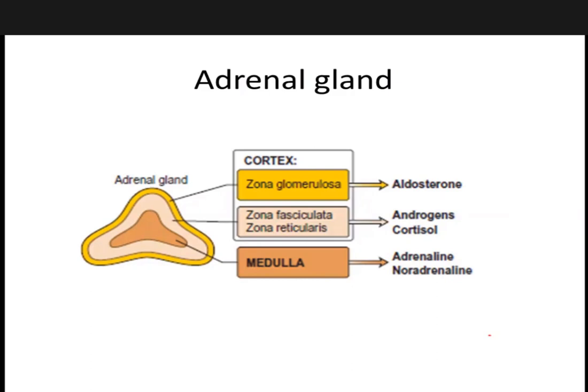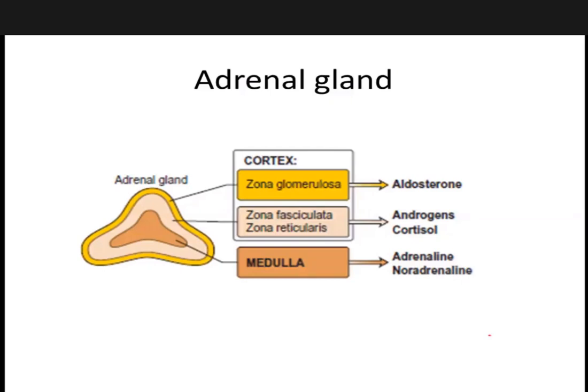Zona glomerulosa in the adrenal cortex secretes aldosterone. The other two zones secrete androgens, adrenal androgens, and cortisol. Adrenaline and noradrenaline are secreted from the medulla. So basically, there can be problems with secretion of all these hormones. The hormonal secretion can be either low or high.